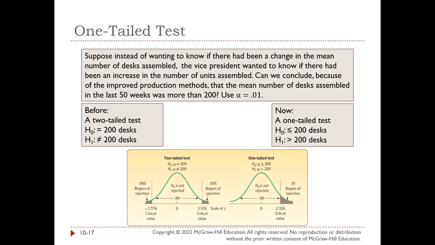Here, our test is that, again, we have to be equal to 200. So our null is going to be less than or equal to 200 units, because we want to see if now there's been an increased number. So it's got to be greater than 200. It's not going to equal 200. So our alternative is going to be the greater. So instead of the two-tail, where we had 0.005 on each end, it changes to now 0.01 on one tail. So the critical value now is 2.326.